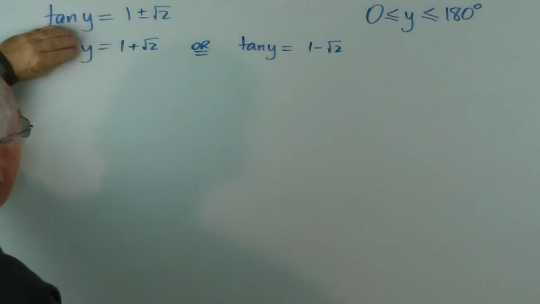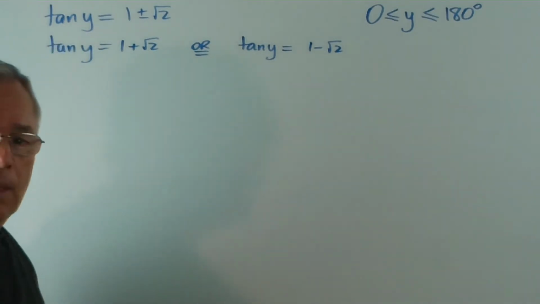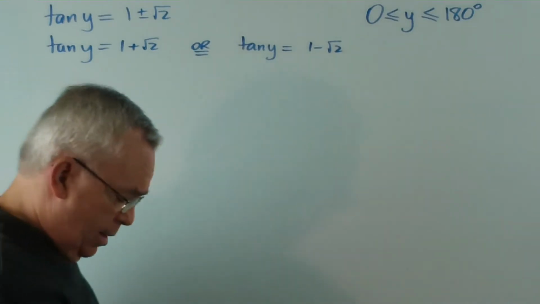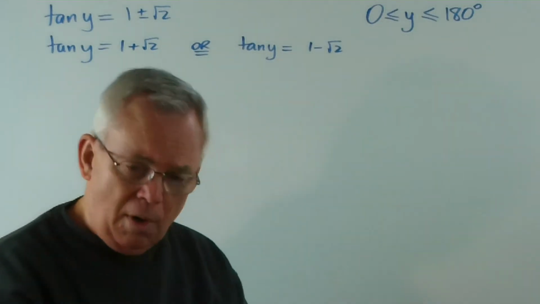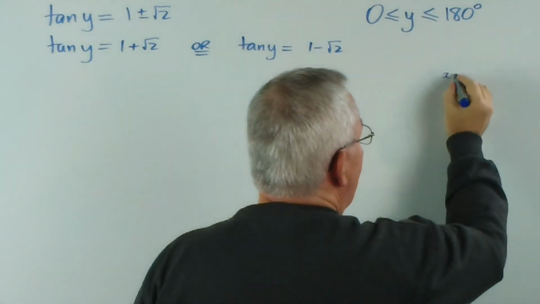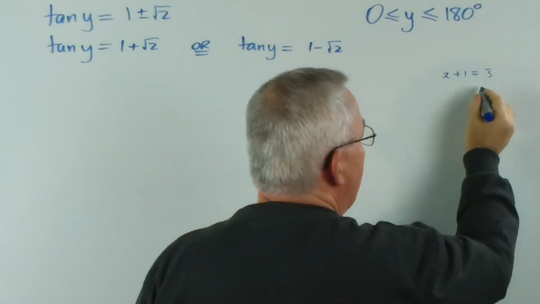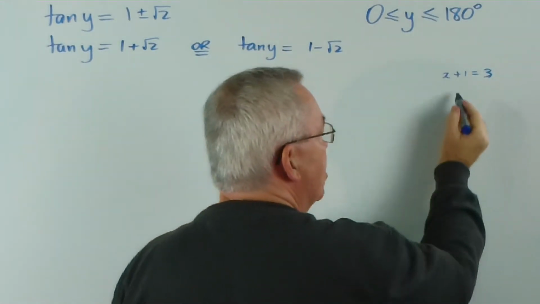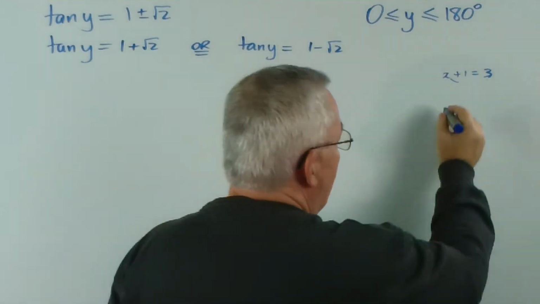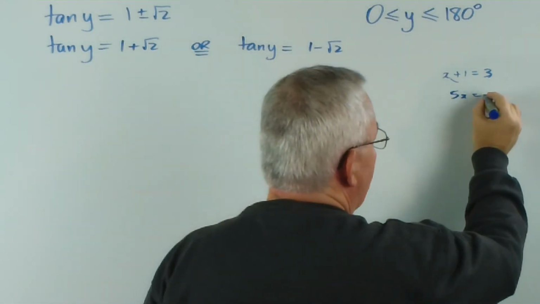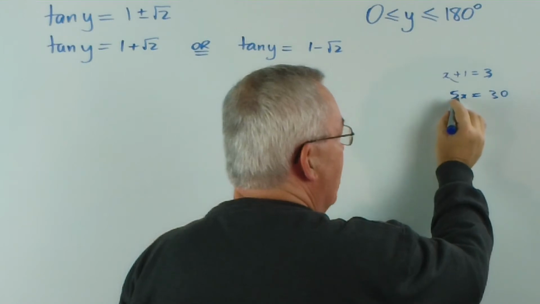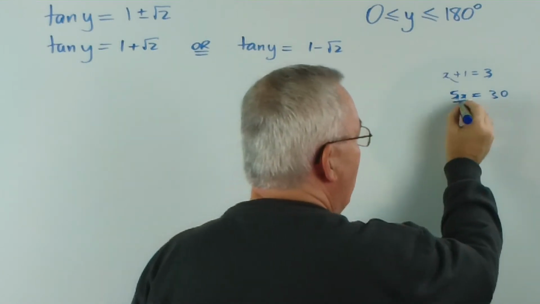Well, we'd love to have y equals, and we have a method for getting rid of tangents. A lot of students don't understand why or what the process is, but just a little bit of an aside. If you had x plus 1 equals 3, and we had to solve that equation, you'd get rid of the 1 by subtracting 1. If you had 5x equals some number, 30, we would get rid of this 5 by doing the opposite, dividing by 5.